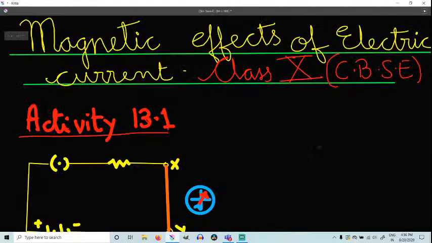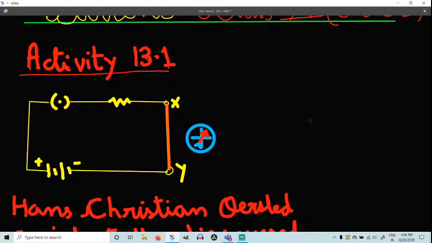Okay, so we start with the activity. We do activity 13.1. In this what we do is we connect a battery with a plug-in key and a resistor to ensure that a limited amount of current flows. We could make it a rheostat wherein we could control the amount of current passing through the conductor. Okay, and then we connect a copper wire between the two free ends. Copper being a good conductor, we keep a wire of copper between the two ends XY, and then we place a needle.